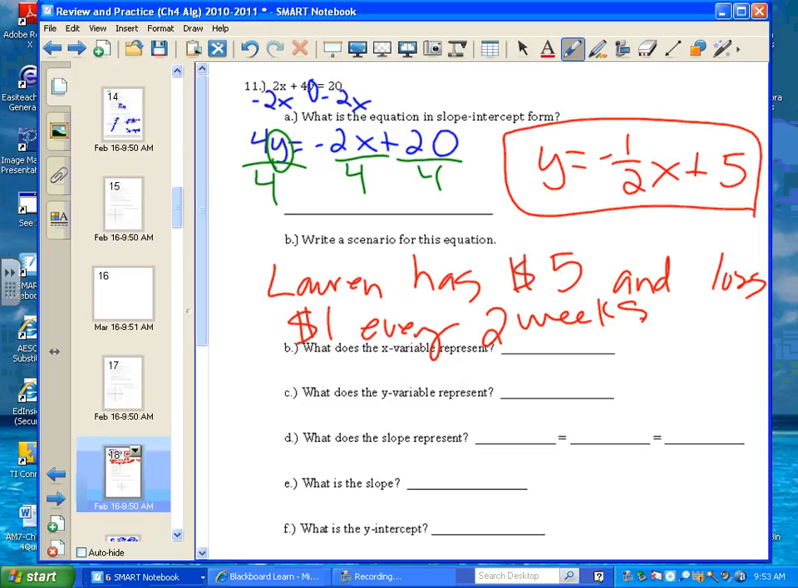So I'll say that again. If your slope is a fraction, you need to make sure that your rate of change is, like in this one, loses $1 every 2 weeks. Don't say loses 50 cents every 1 day. I know it's the same thing, but you need to make sure that you keep it as a fraction. Lauren, does that make sense?